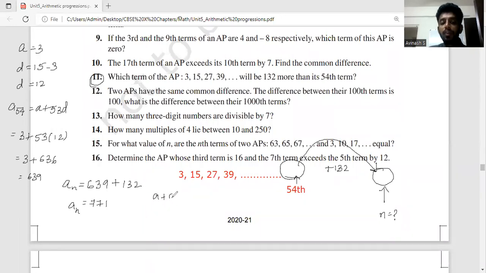And now we substitute into the formula, which is a plus n minus 1 into d, equal to 778. And then the value of a is 3, n minus 1, and the value of d is 12, which is equal to 778. So n minus 1 into 12 will be equal to 775, because the 3 goes to the other side and gets subtracted, and we'll be getting n minus 1 equals 775 divided by 12.